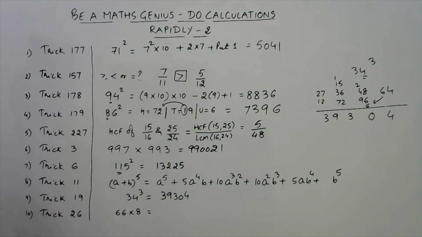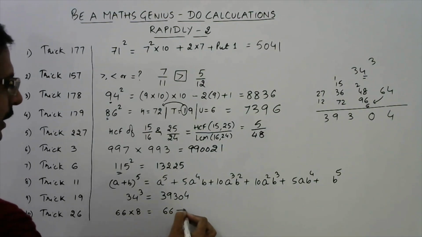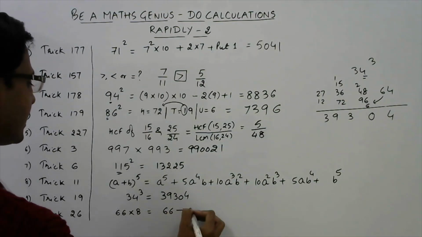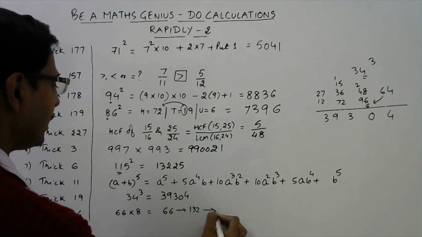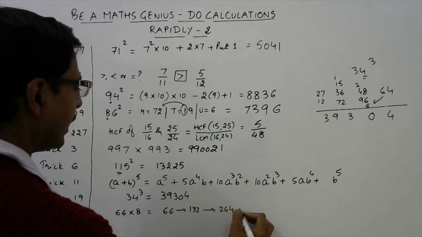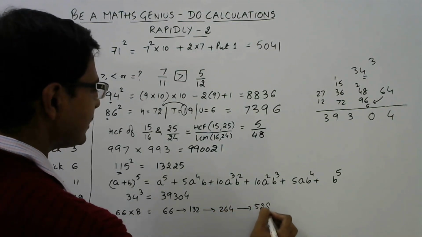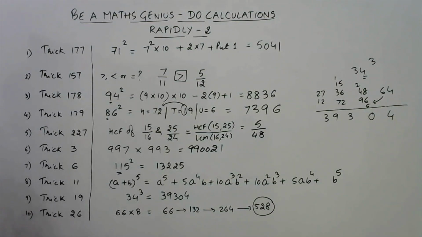You can see the detailed video. I'm not giving you the detailed explanation for this. You can see the trick number which is mentioned here. Trick 26 deals with multiplying numbers with 8. So whatever is the number, double of 66 is 132. Again double is 264. And again double is 528, which is the product of 66 and 8.